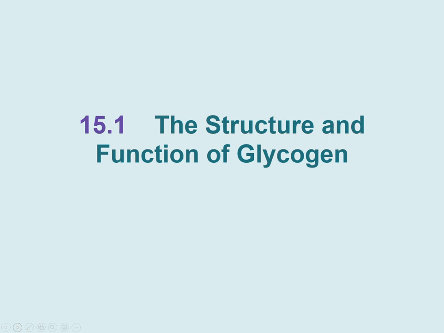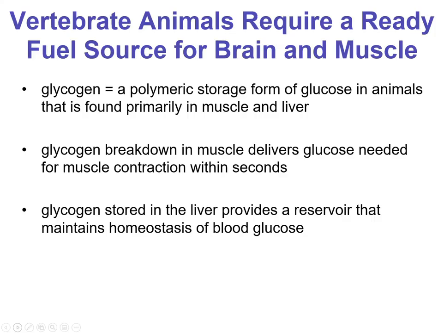We're going to start with talking about the structure and function of glycogen. Now we touched on glycogen already, that it's a storage form of glucose, primarily found in the muscle and the liver. When you break down glycogen in the muscle, you're delivering glucose so that you can actually contract your muscles. So if you're doing some kind of vigorous workout or you need to run from a bear, then you can provide an extra boost of energy. The glycogen stored in the liver is kind of a reservoir that's used to maintain blood sugar, blood glucose.